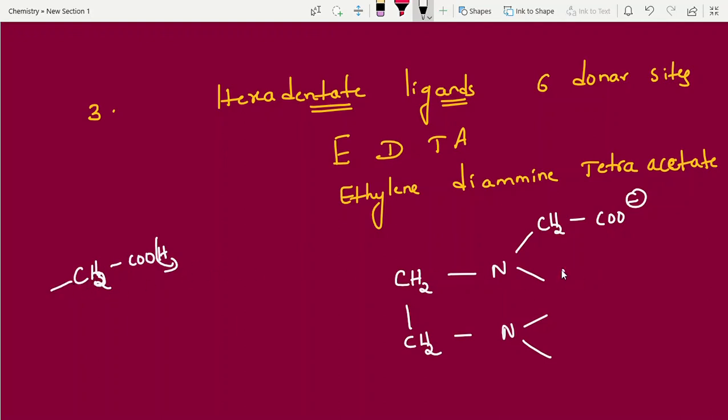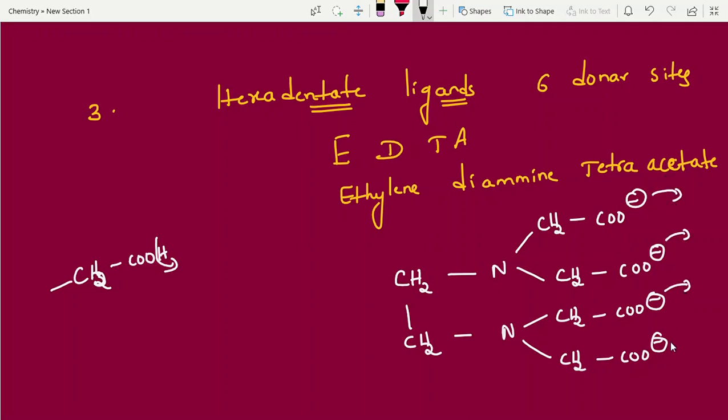That's it. CH2COO minus, CH2COO minus, CH2COO minus. That's all, students. Clear? See, four sides: this is donating electrons, this is donating, this is donating, this side donating, 4. 4 plus 2, since nitrogen has a lone pair. Totally 6 donor sites. We call it EDTA. They'll ask your coordination number also.